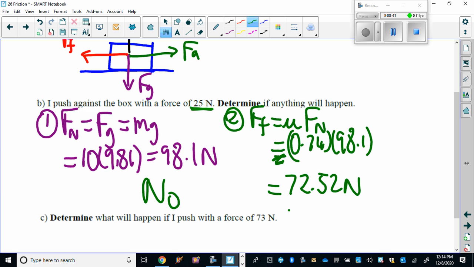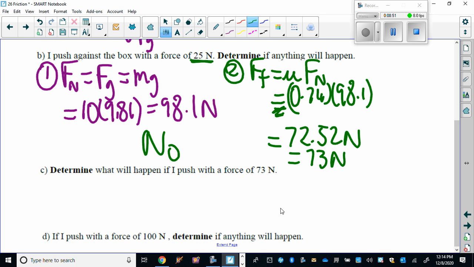Now that actually rounds up to 73, because as you can see in the next question, it says determine what happens if I push with a force of 73 newtons. So for this one, we know that 73 newtons is how much force is required to overcome the force of static friction. So at this point, we want to determine how fast it will accelerate, determine what will happen.